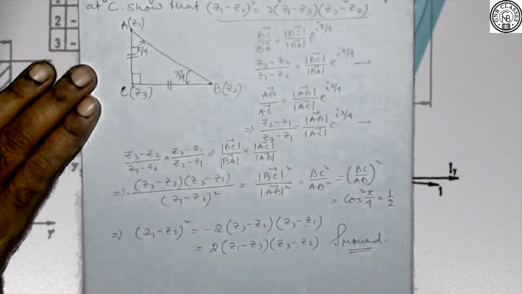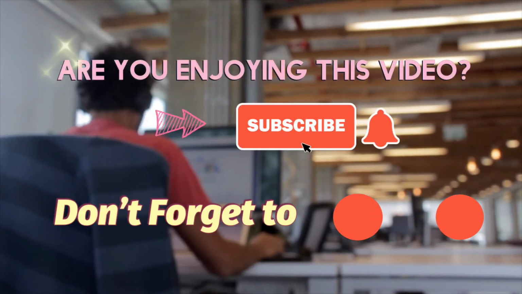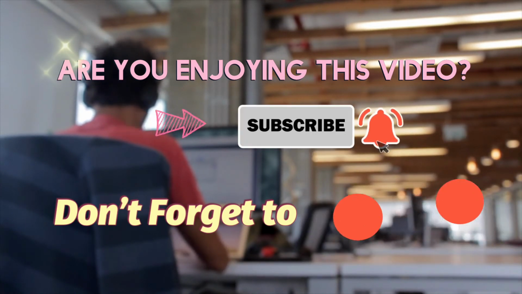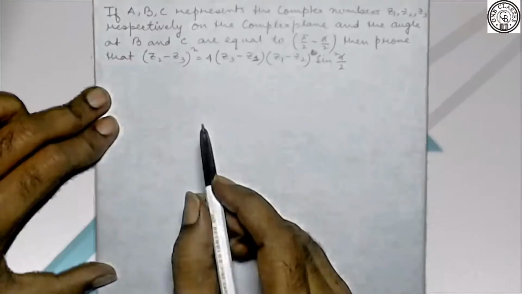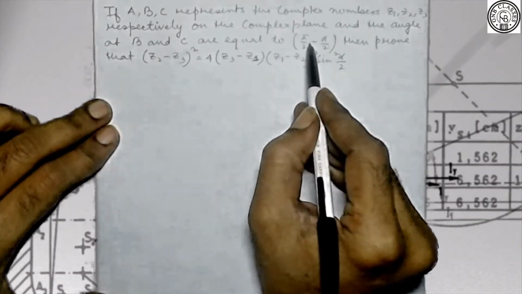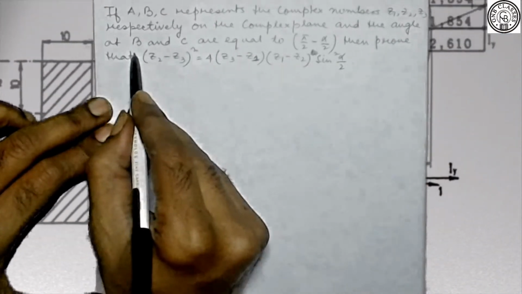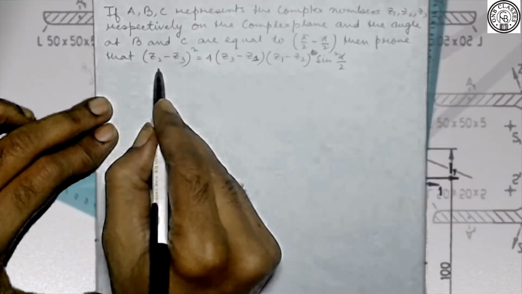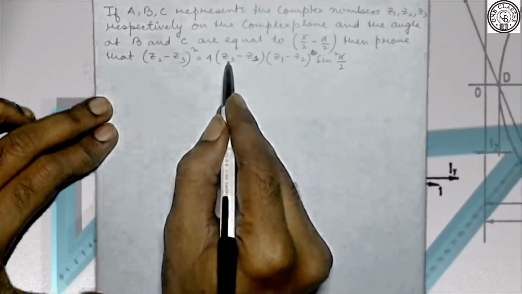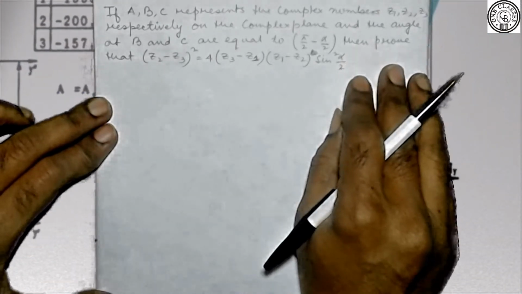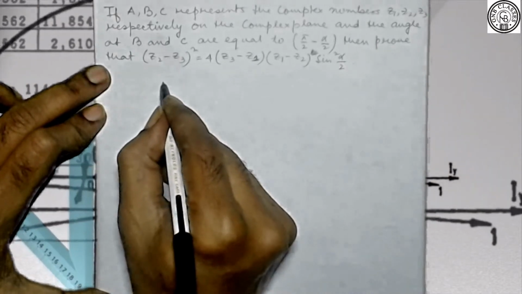Okay, let me take another problem to make us more confident. If A, B, C represent the complex numbers Z1, Z2, Z3 respectively on the complex plane, and the angles at B and C are equal to pi by 2 minus alpha by 2, then prove that Z2 minus Z3 whole square equals 4 times Z3 minus Z1 into Z1 minus Z2 sine square alpha by 2. That's it. Okay. So let me just draw the diagram.